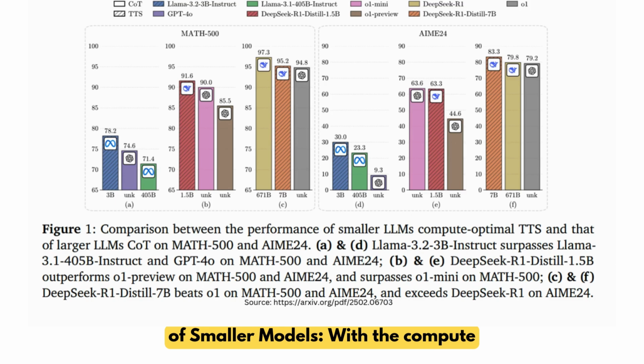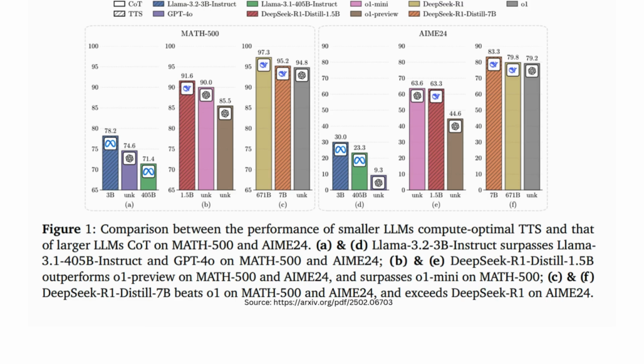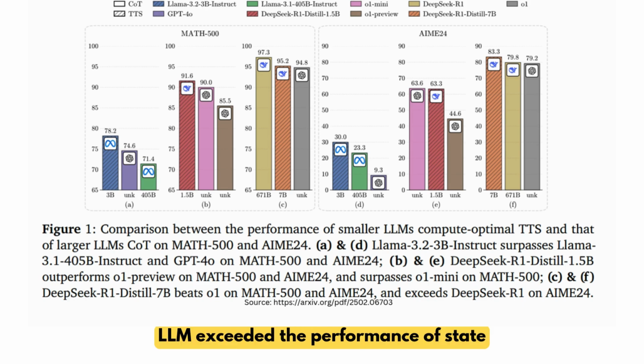Outperformance of smaller models. With the compute-optimal TTS strategy, extremely small policy models were able to outperform larger models on complex reasoning tasks. For instance, a 1 billion LLM surpassed a 405 billion LLM on the Math 500 dataset. Similarly, a 3 billion LLM outperformed a 405 billion LLM on both Math 500 and American Invitational Mathematics Examination 24, while a 7 billion LLM exceeded the performance of state-of-the-art reasoning models like O1 and DeepSeek R1.